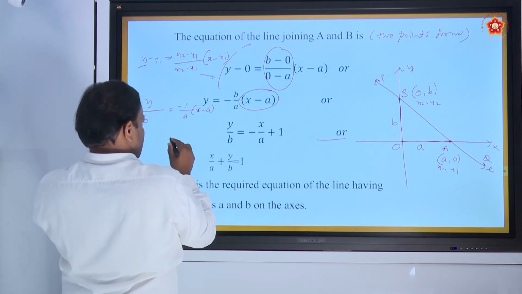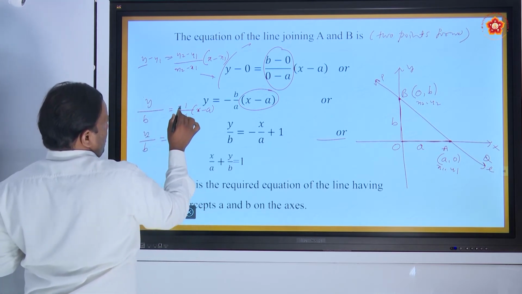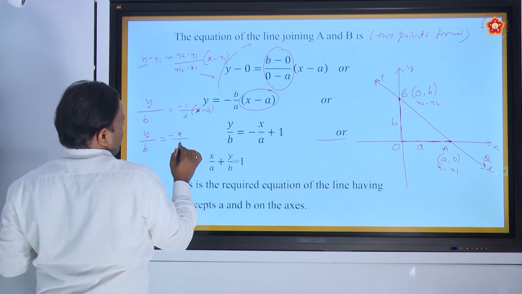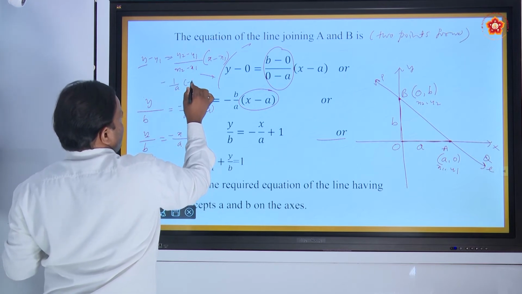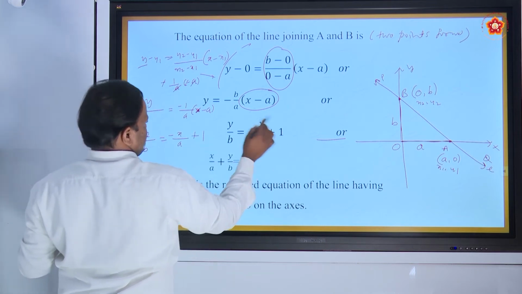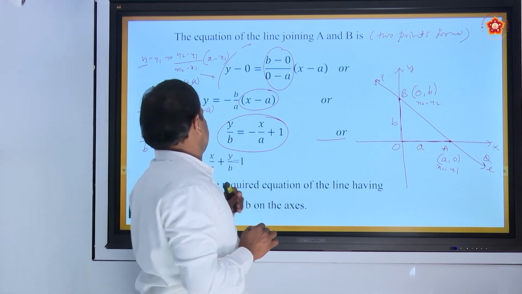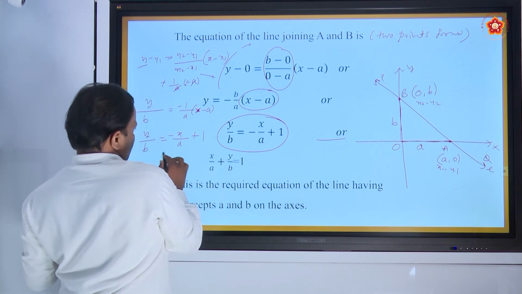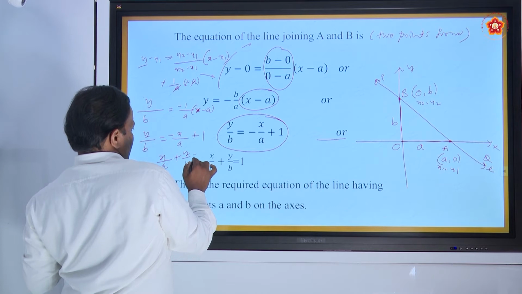Multiply minus 1 by a into the bracket. What happened? So y by b is equal to minus x by a, correct? Minus 1 by a into minus a: minus minus cancel, a gets cancelled, remaining plus 1. Now you take minus x by a this side, which becomes plus x by a. Plus x by a plus y by b equal to 1.